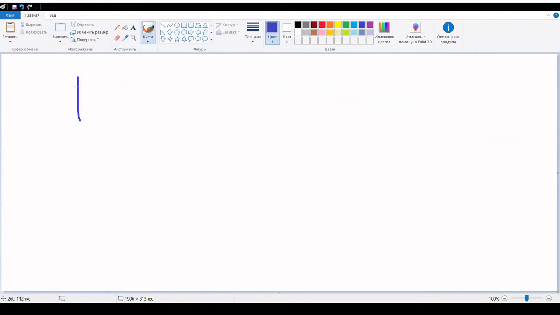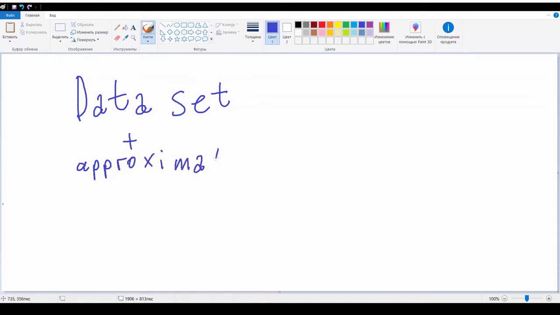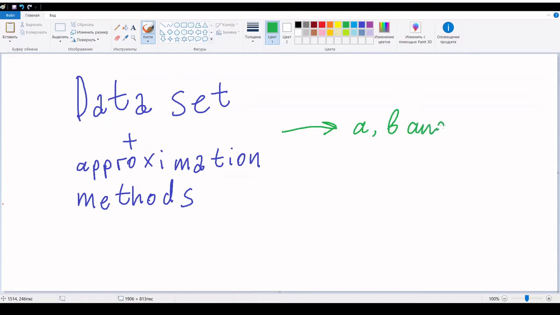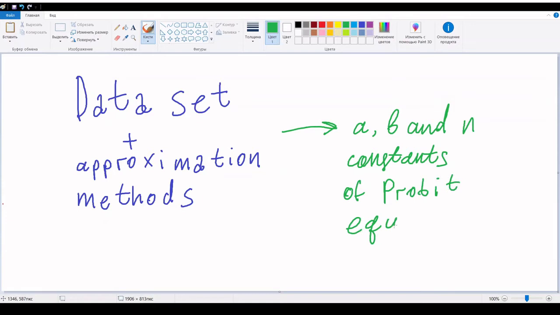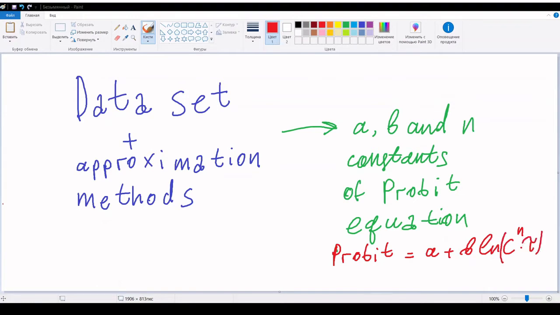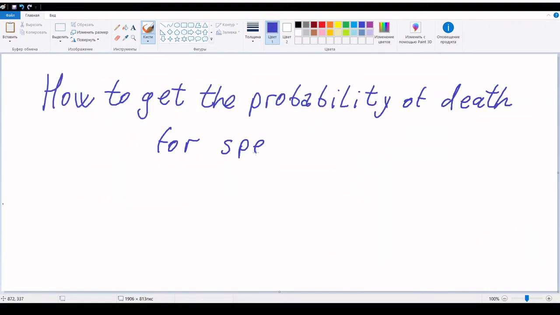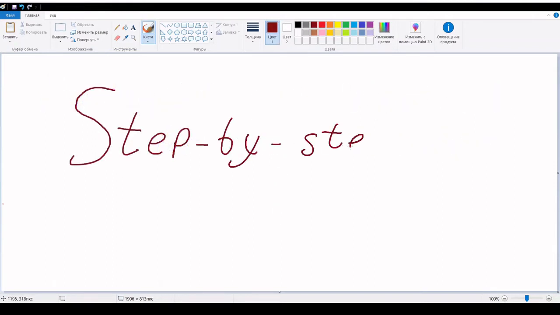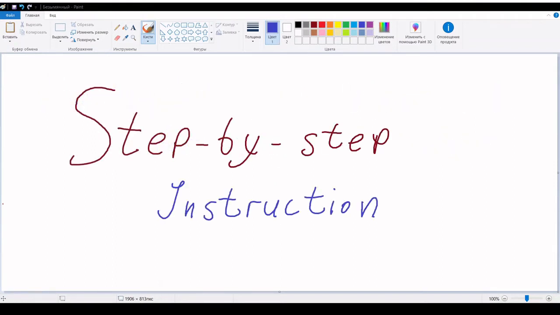Now we just agree that the probability unit connects the probability of death and dangerous toxic load. Using sets of data and approximation methods such as least squares, one can find the best suitable A, B and N coefficients which are appropriate for a specific substance. Now we are just about to answer the main question: how to get the probability of death for a specific dose. Here is a step-by-step instruction.